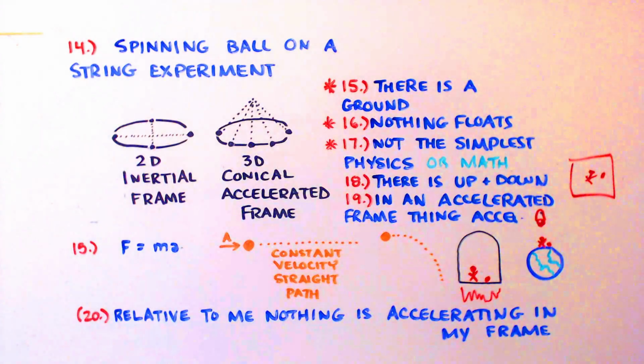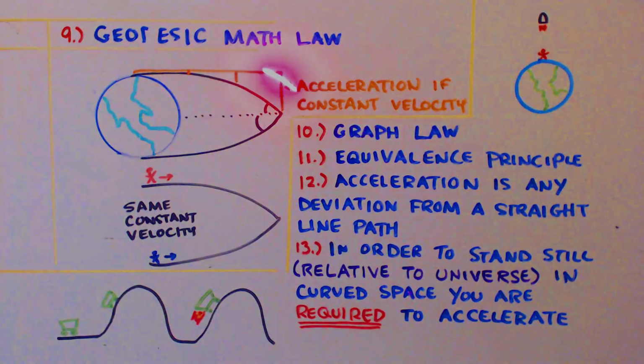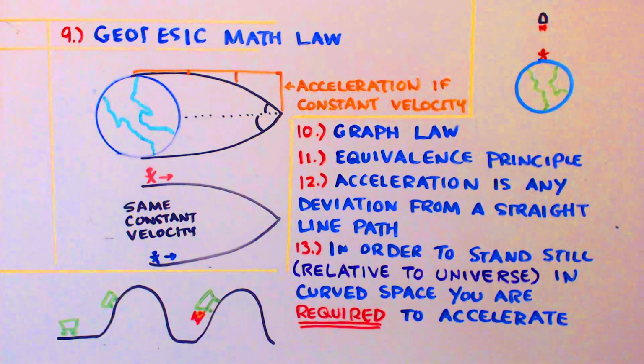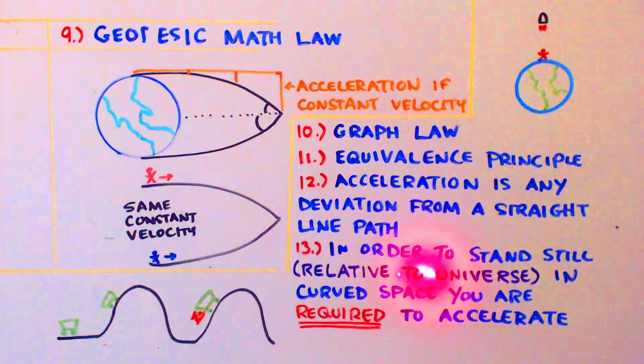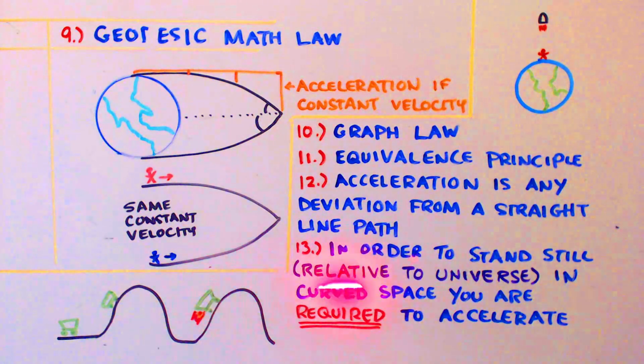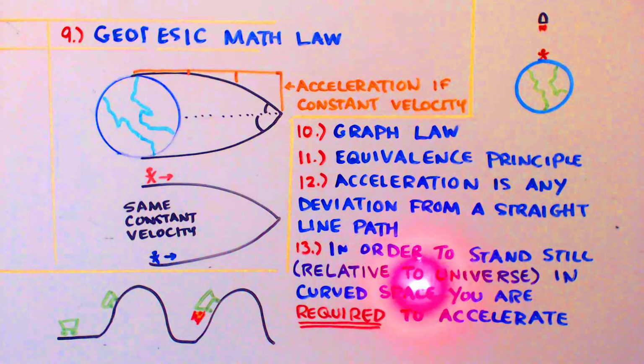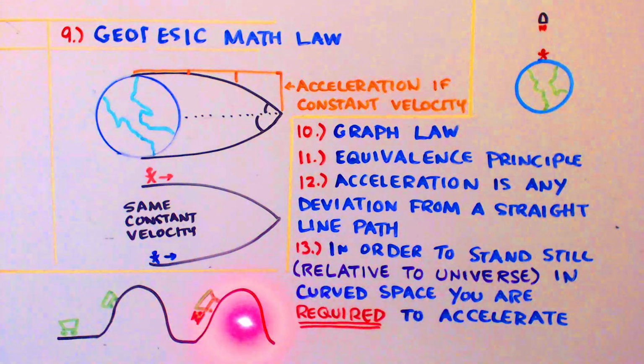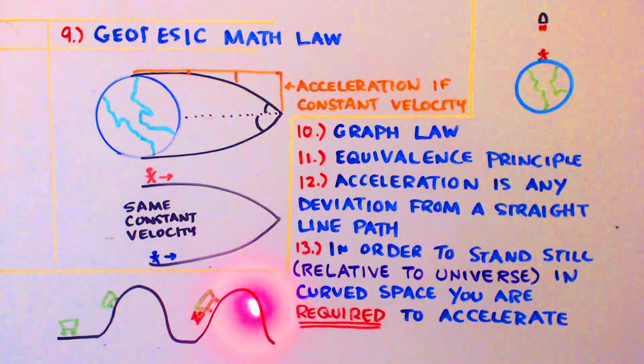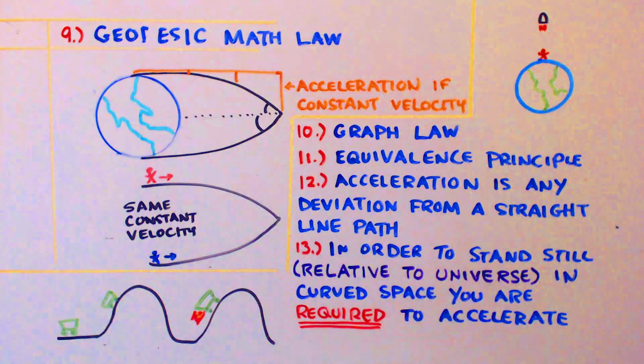I hope you can see by now, you only have two main frames. You're accelerating or you're not. When you accelerate, you always 100% of the time create gravity. So if you have gravity, you're an accelerated frame. If you don't have gravity, you're not in an accelerated frame. It's not complicated. These are the things they tell us. I'm not bringing these in; these are their laws. They're the ones who have the equations saying that in order to stand still in curved space, you're required to accelerate. You have to be in an accelerated frame of reference in order to stand still. That's their law, not mine.